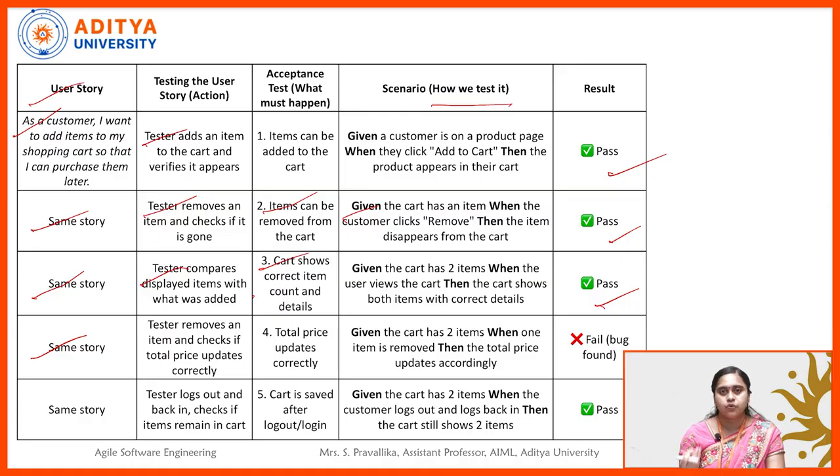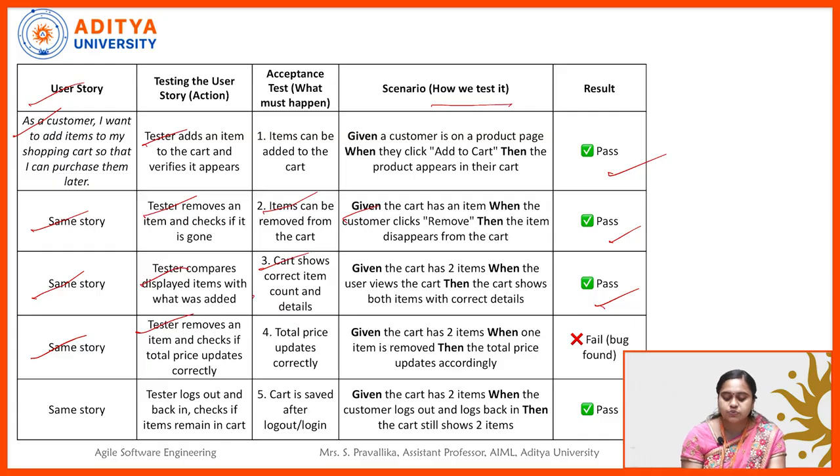So initially I added 4 items and my price got to the range of some 1000 or something. So now I'm just removing some items. So what should happen? Based on the product price, if I'm removing one item, that amount should get reduced from the complete amount. So if that happens correctly, then I can say the test is passed in a correct way. If it fails, then we can say there exists a bug. So tester removes an item and checks if the total price updates correctly. So that will be the testing user story.